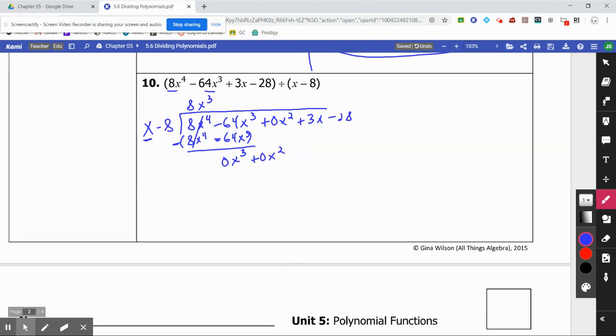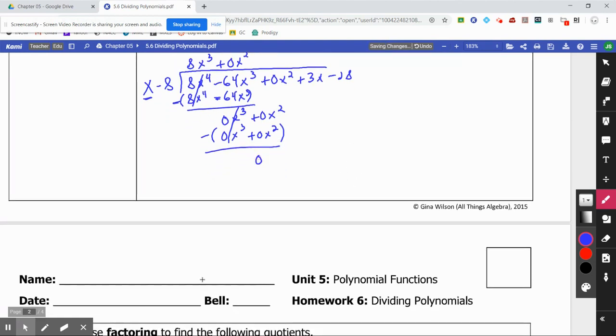x goes into 0x to the third, 0x squared times. You do have to put it. 0x squared times x is 0x to the third. 0x squared times negative 8 is 0x squared. When you subtract, this cancels, but you need to put the second one. 0x squared minus 0x squared, let's put 0x squared. Bring down 3x.